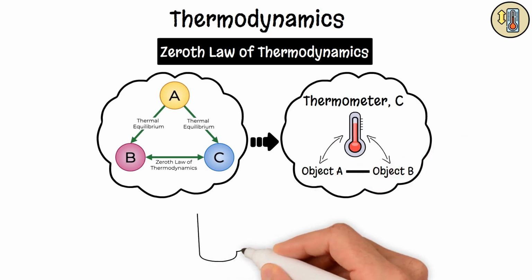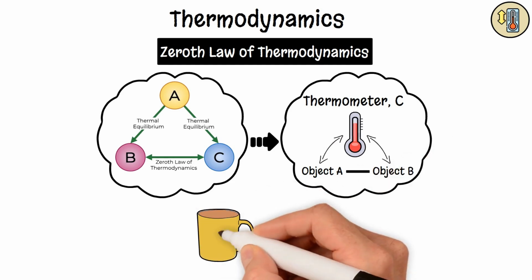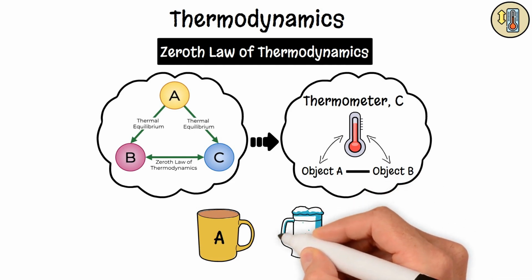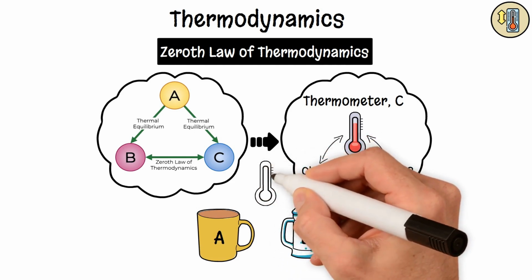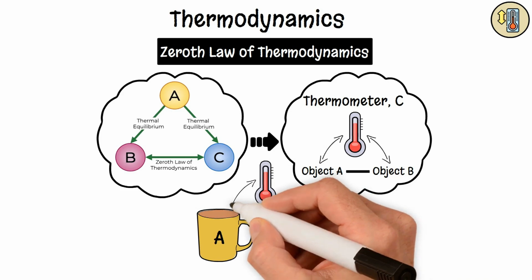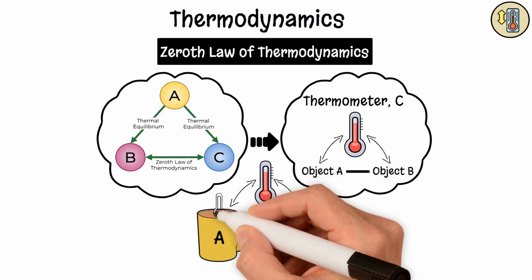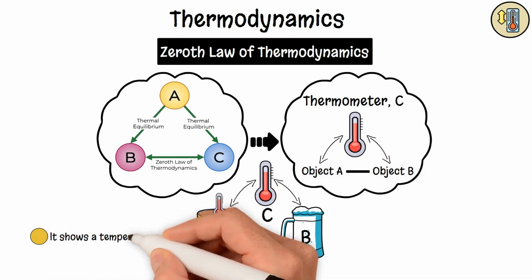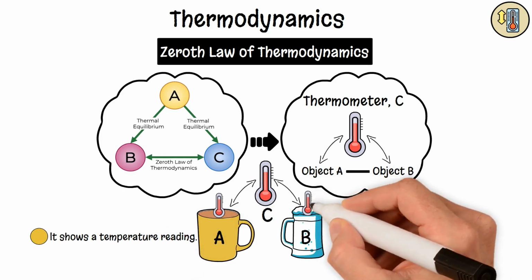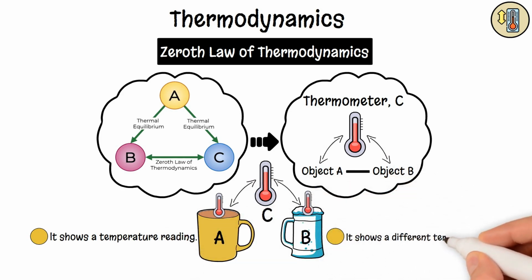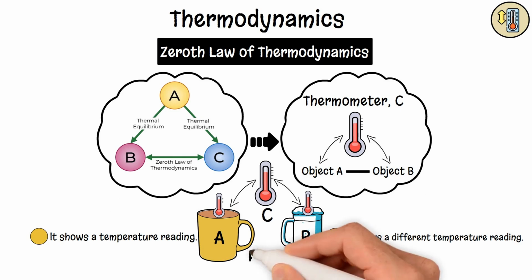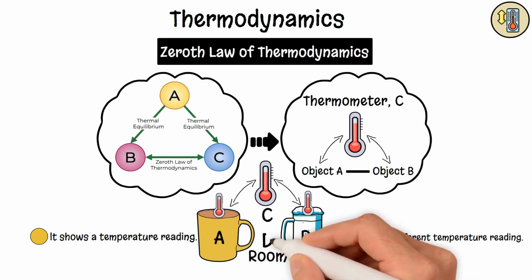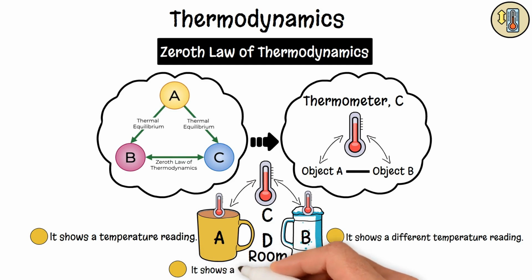For example, imagine you have a cup of hot chocolate, system A, and a glass of cold water, system B. You also have a thermometer, system C, to measure their temperatures. When you place the thermometer in the hot chocolate, it shows a temperature reading. When you place the same thermometer in the cold water, it shows a different temperature reading.